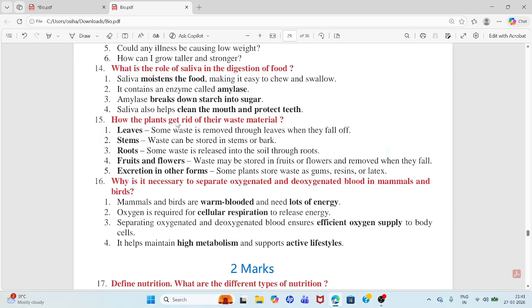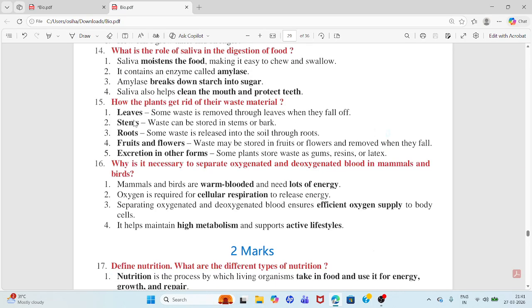15th question. How do the plants get rid of their waste materials? Leaves, stems, roots, fruits and flowers, excretion in other forms.